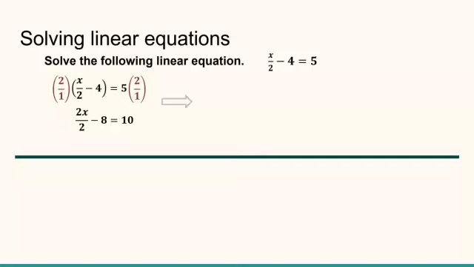Now 2x over 2 is going to simplify to just x minus 8 equals 10. I'll then add 8 to both sides, and I'll get x is 18.